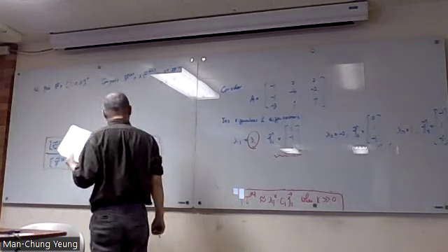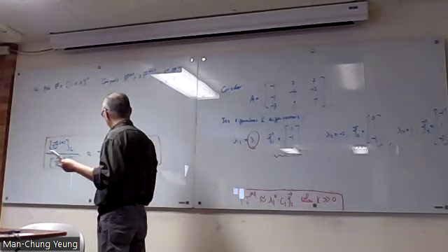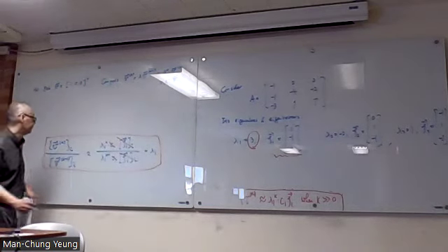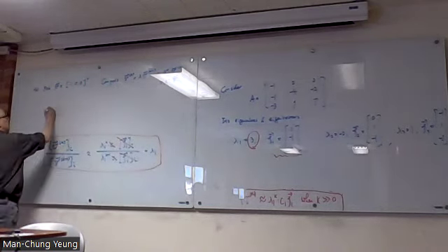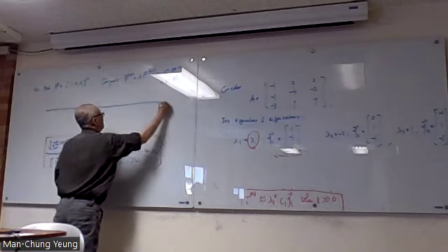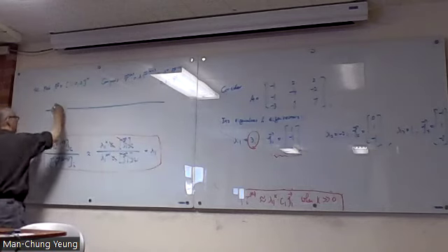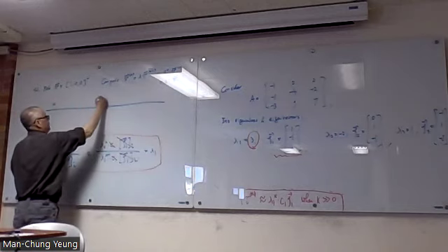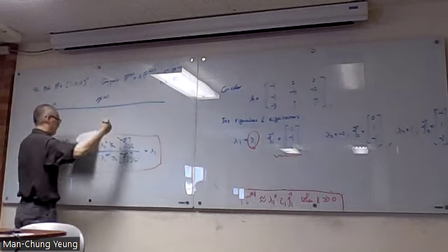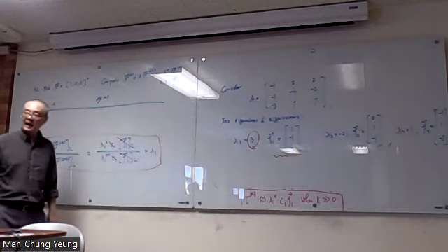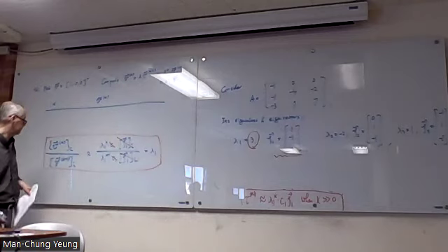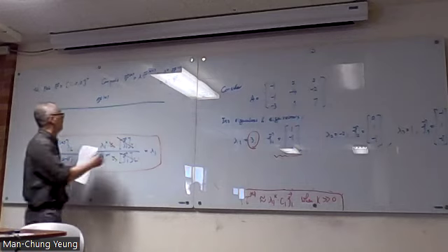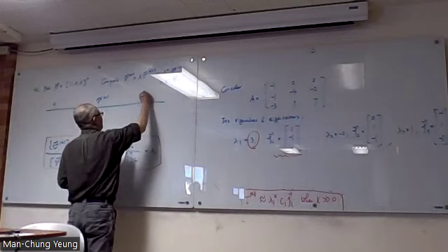Now, let me make a table. Okay, table. Right here. First column is K. Second column is vector VK. The last column is this ratio. Okay, it is VK.